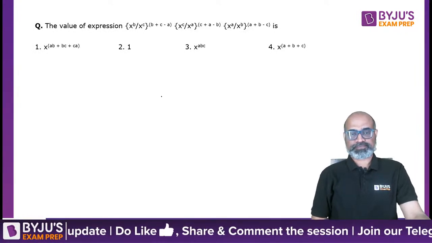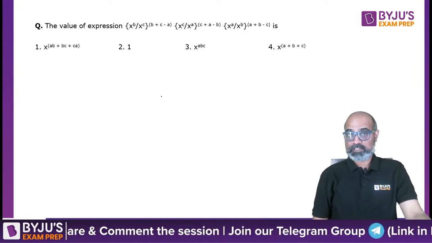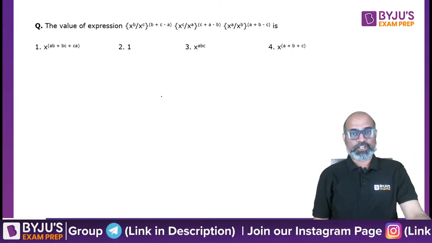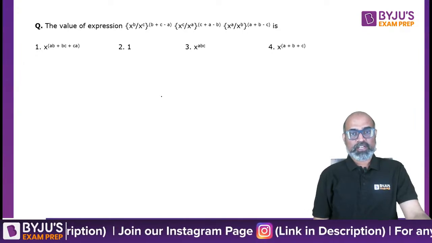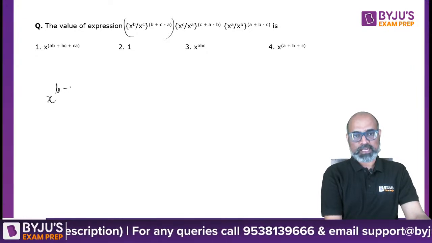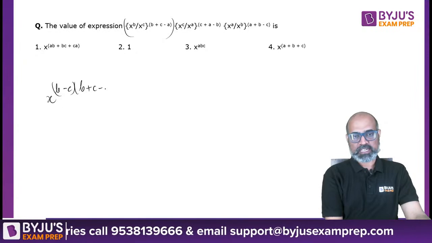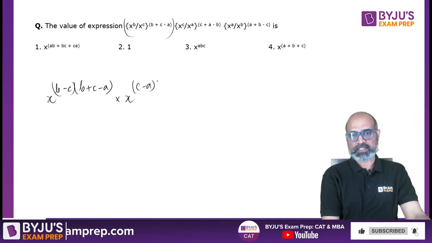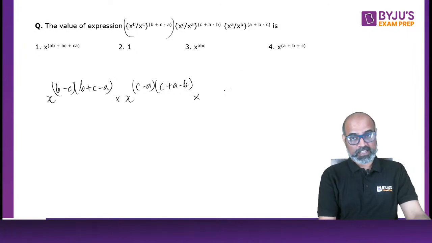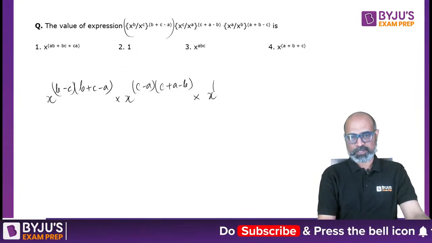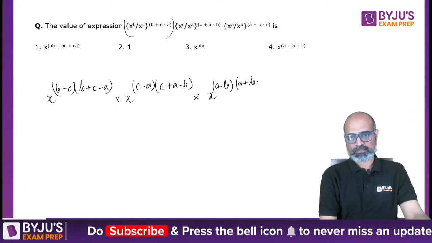Okay, the next one. Algebra, variables, put in the values, see how they are going to be solved. Can I write the first term as x to the power b minus c into b plus c minus a? Similarly, can I write the next term as x to the power c minus a into c plus a minus b? Similarly, can I write the last part of the term as x to the power a minus b into a plus b minus c?